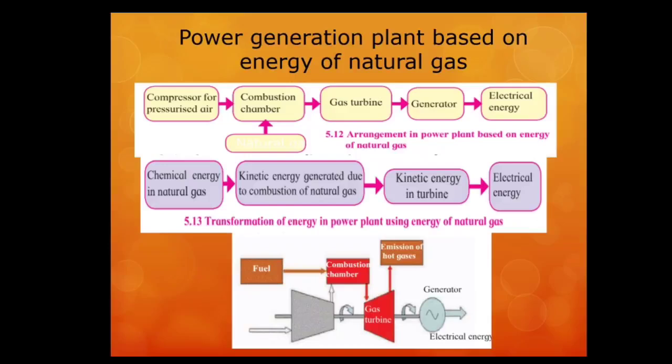Look at the schematic diagram over there. Fuel, that is natural gas, is burnt in presence of pressurized air in the combustion chamber. A hot gas of very high temperature and pressure is produced as a result of this and runs the turbine. When the gas runs the turbine, the used up gas is introduced in the atmosphere as shown in the diagram as emission of hot gases. The turbine rotates the magnet of the generator and produces electricity.